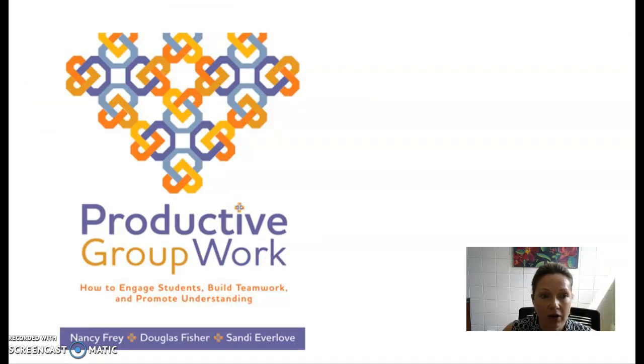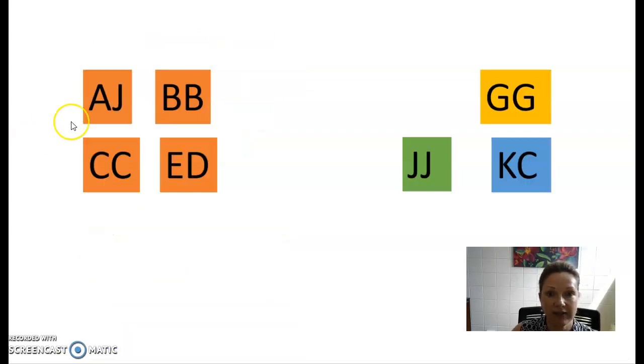How we're going to do this in our class is we're going to read the book Productive Group Work. Everybody's going to read the introduction, chapter 1 and 2. But then we're going to jigsaw chapters 3, 4, 5, and 6. So let's say that you look in Canvas and your name is AJ, and you'll see your home group, and you are with BB, CC, and Ed. And you're going to say, "Hi, this is me. Glad to be in your home group with you."